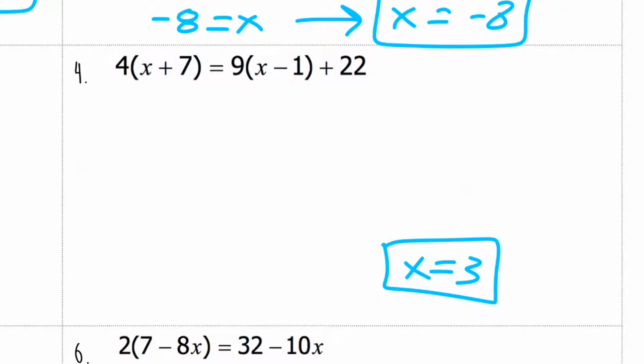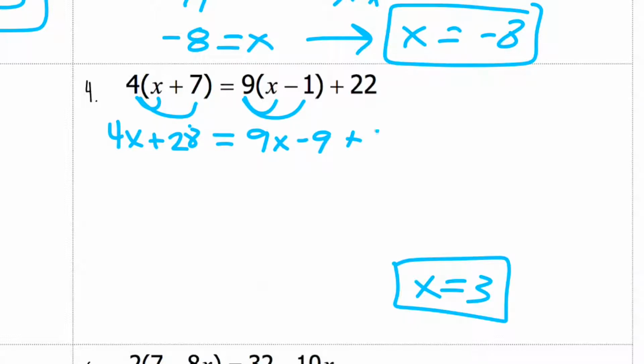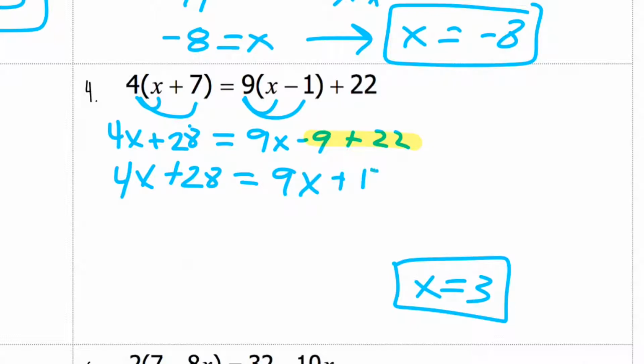So let's take a look at problem 4. First question first, can you distribute? Yes, you can. You can distribute this 4 and the 9. So we get 4x plus 28 equals 9x minus 9 plus 22. Now again, you have to ask yourself, can I combine these two? Can I combine anything over here? And the answer is yes, you can combine the -9 and the 22. So we keep our 4x plus 28 the same, but this actually becomes 13. Add 13.